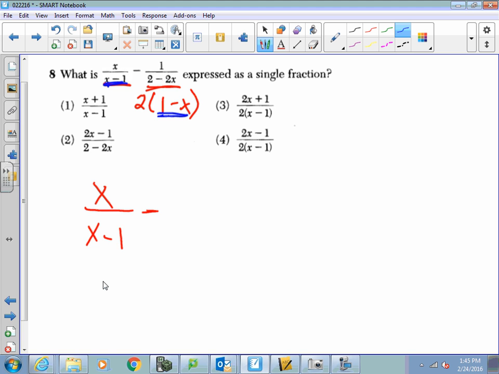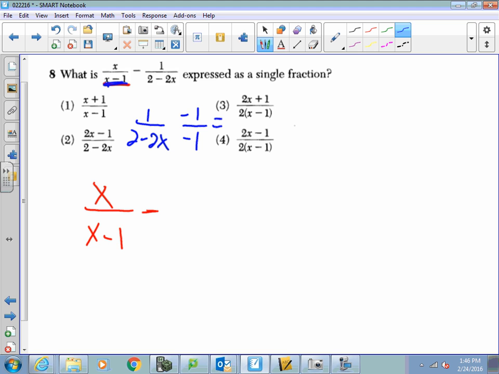So what you can do, and what I did, was I rearranged this second fraction. So I took 1 over 2 minus 2x. And I wanted to make it look different. So what I did was multiply it by a form of 1, which is negative 1 over negative 1. Remember, that's a form of 1, so you're not changing the value of your fraction when you do that. But you are going to change how it looks.